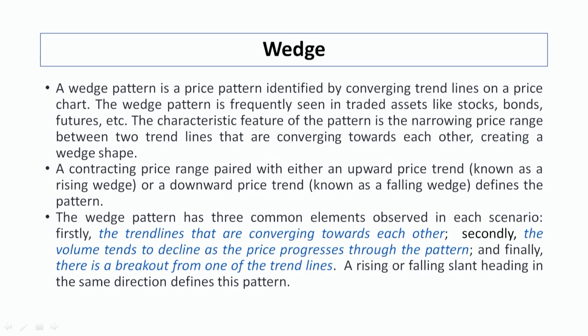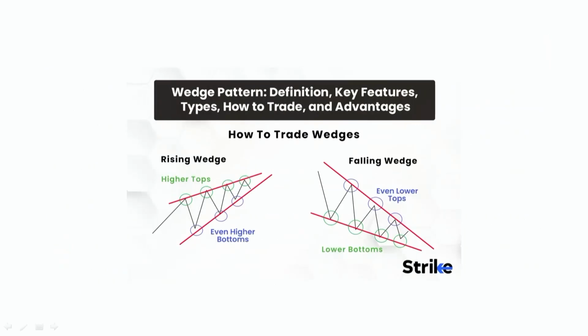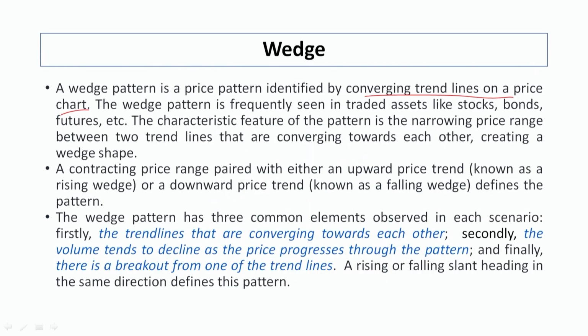A wedge pattern is a price pattern defined by converging trend lines on a price chart. So, if we check this particular one, this is a wedge. These are converging, in the sense the prices are decreasing in a particular channel. We have seen that it is something like this. Movements are prominent. Here the prices are either descending or increasing, in both manners. The wedge pattern is frequently seen in traded assets like stocks, bonds and futures prices.